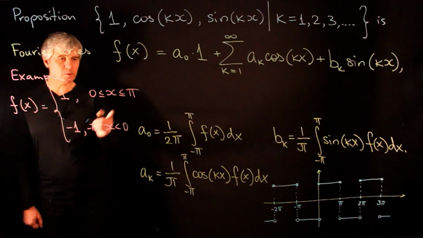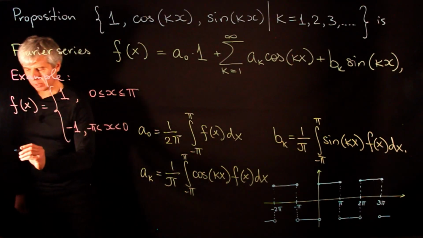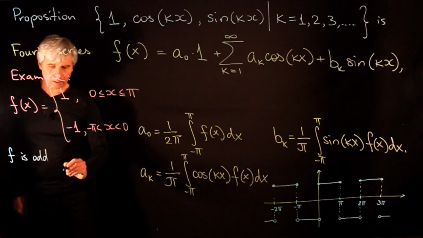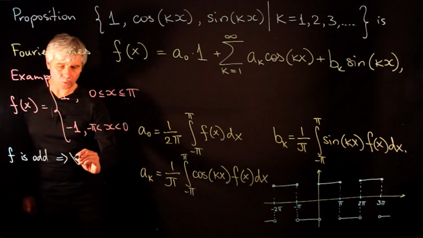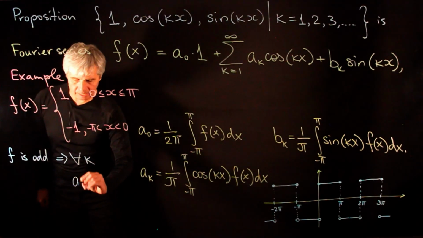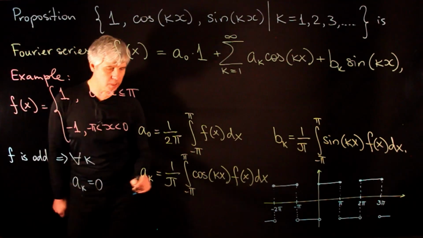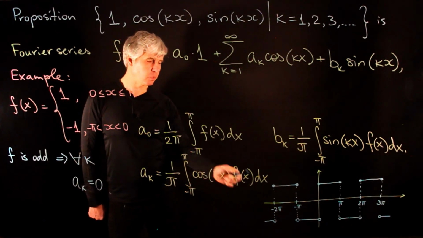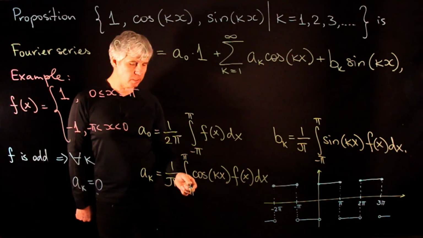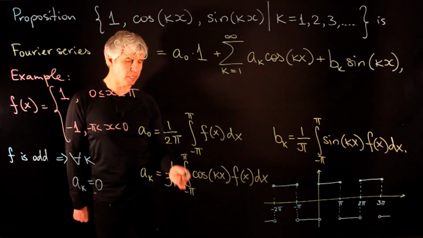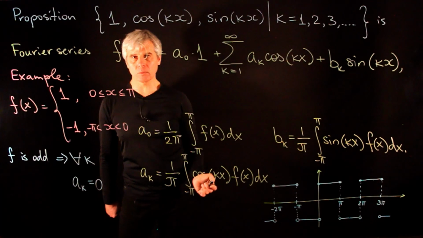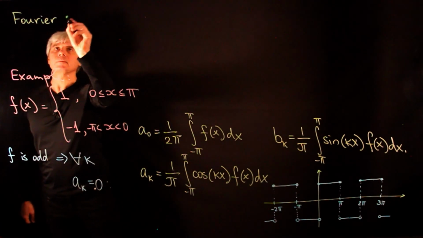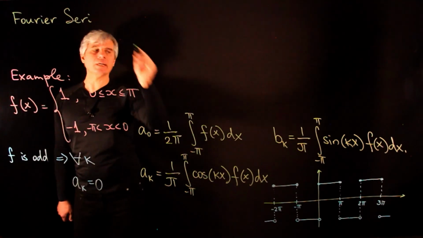If we ignore the values of f at discontinuity points, then we see that this function is odd. And this implies that for all values of k, the ak coefficients are all equal to 0, because here the product of an even function with an odd function is odd, and when we integrate an odd function from minus pi to pi, the result is going to be 0. This means that the Fourier series of this function will only have sine terms.